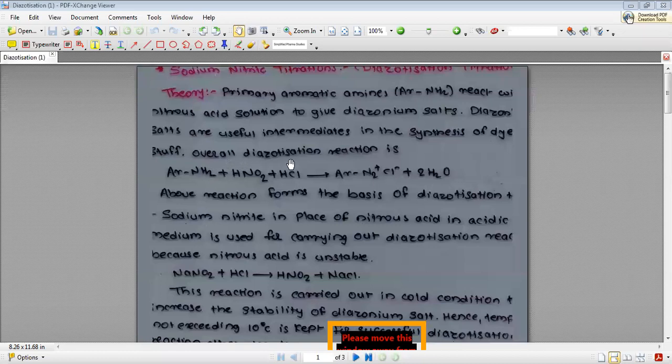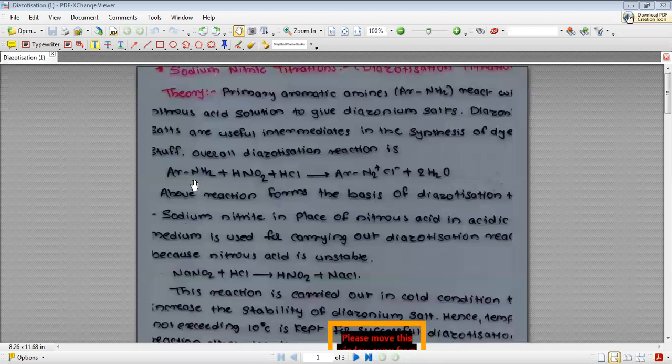So this is the overall reaction for sodium nitrite or diazotization titration. Primary aromatic amine reacts with nitrous acid in presence of HCl. Formation of diazonium salt takes place. The formed diazonium salt is used in the synthesis of dyestuff. The removal of water entity. We are going to perform sodium nitrite titration or diazotization in acidic medium, and mainly hydrochloric acid is used.